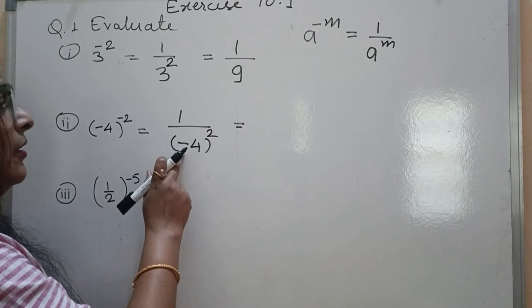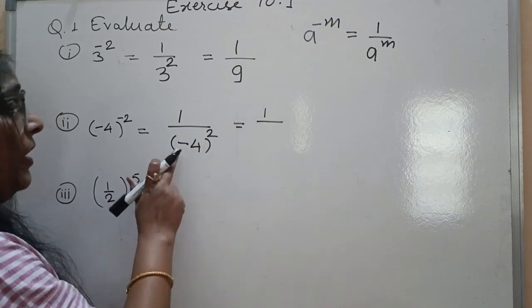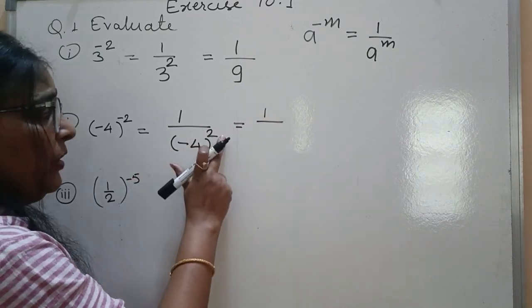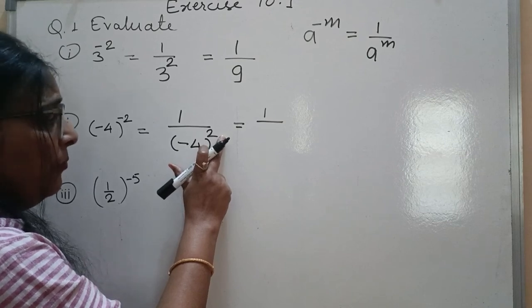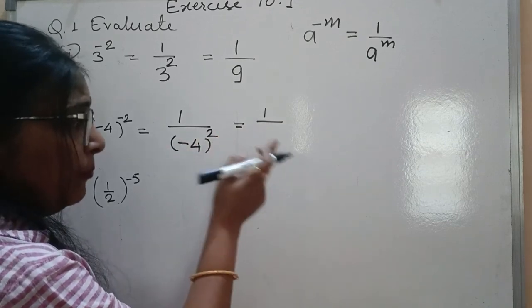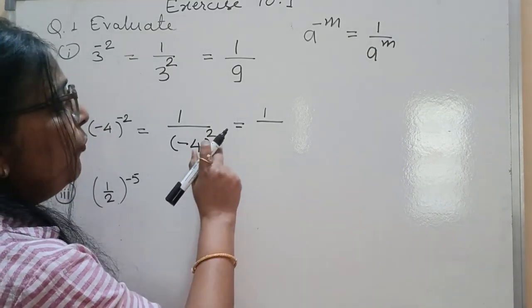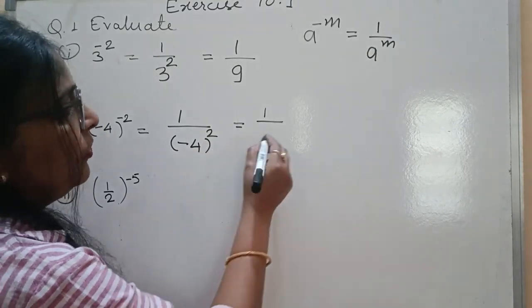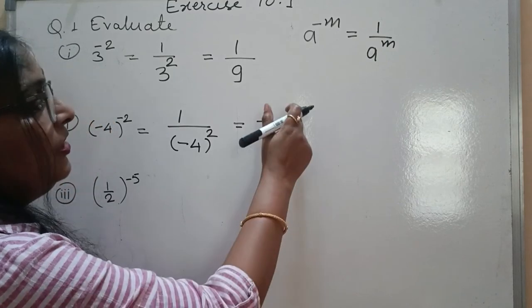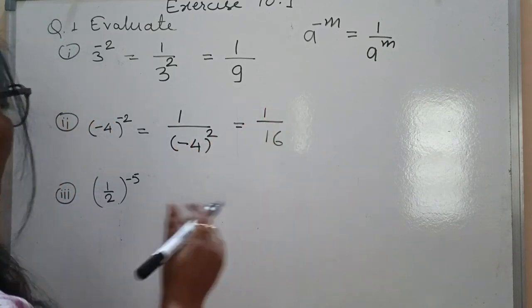Okay, so here 1 by, again see, minus sign is given but power is even number, so it will become positive. So minus will change to plus, and 4 square is 4 into 4, that is 16. So you got here 1 by 16.